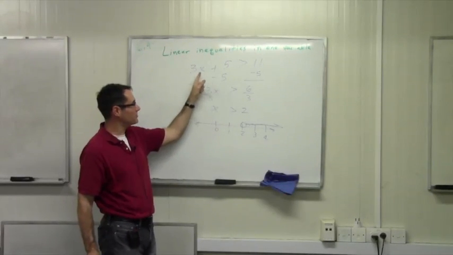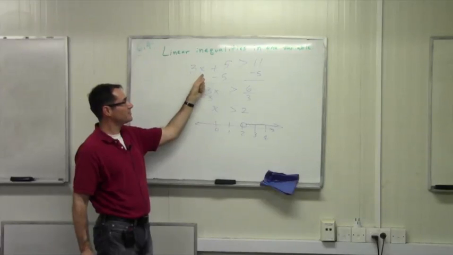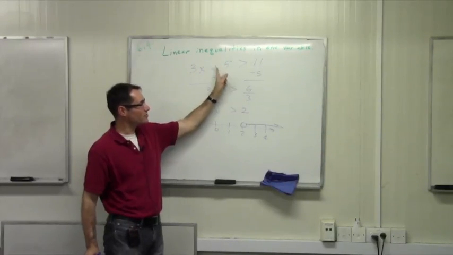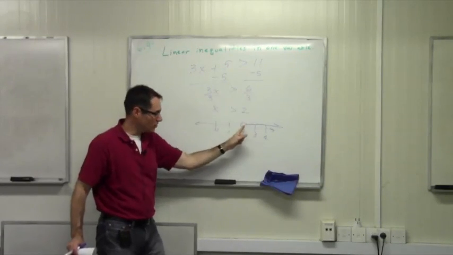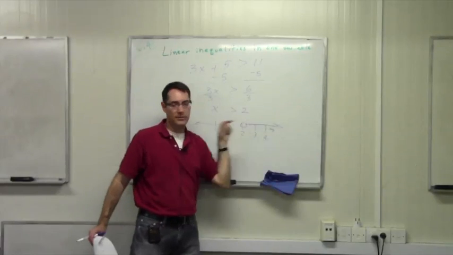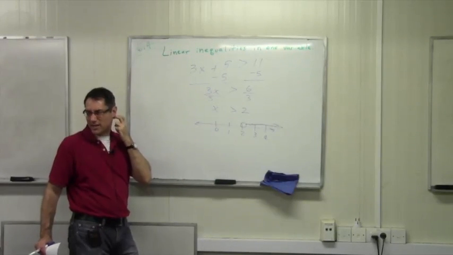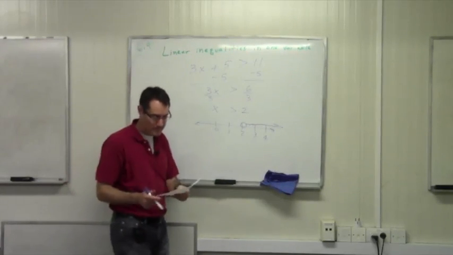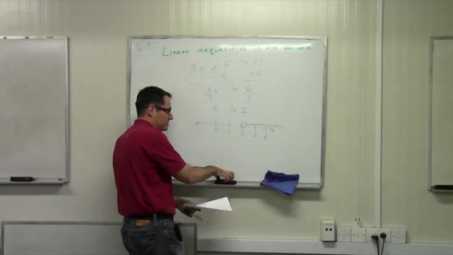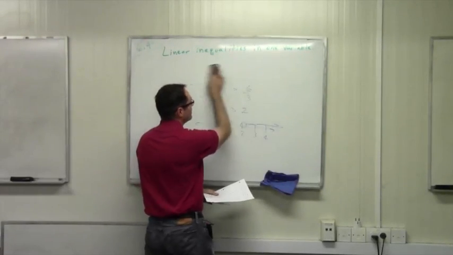OK? Let's try another one. Let's try 10. 3 times 10 is 30. 30 plus 5 is 35. Is 35 greater than 11? It is. So look, 35 fits on the number line out here somewhere. OK, that's how you check these ones. Okay. All right. Let's try another one.